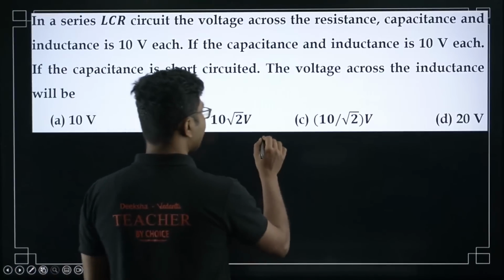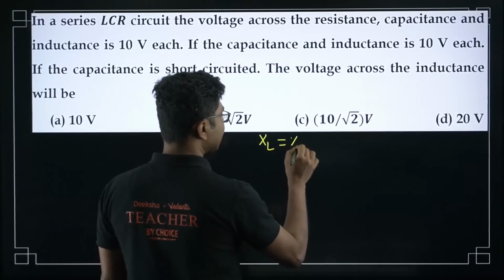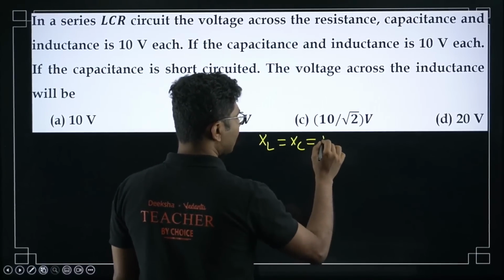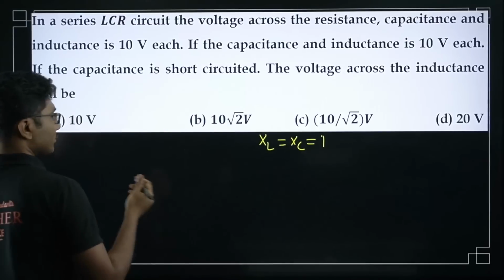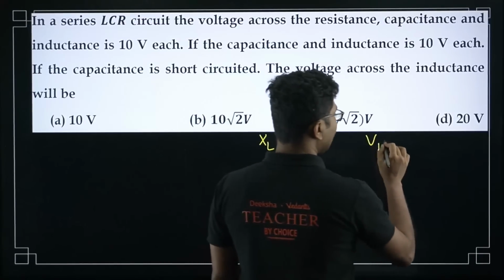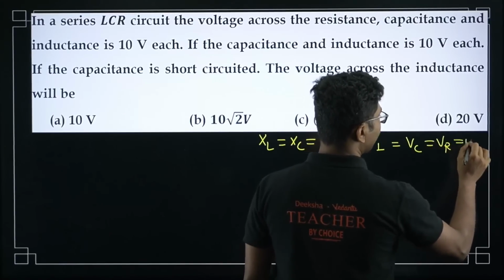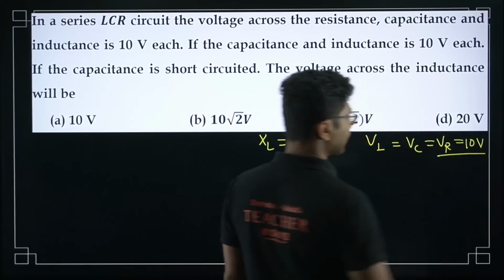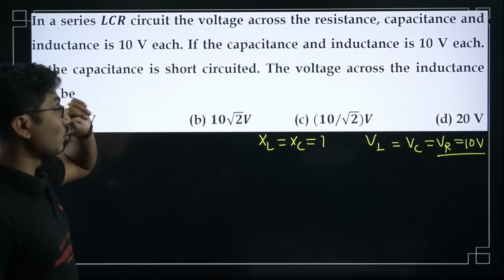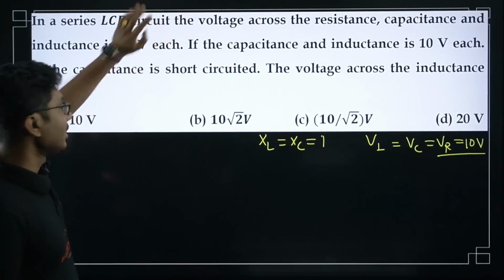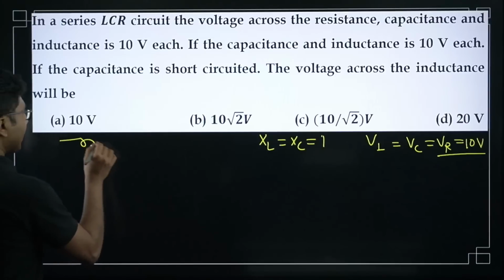So here it is given that VL equals VC equals VR equals 10 volts. Not XL equals XC equals R, sorry. So every one of them has the same voltage. Now, total voltage applied is also 10 volt, right? Total voltage applied is also 10 volt.